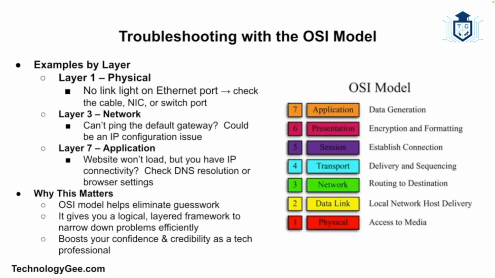All right, so let's quickly talk about troubleshooting with the OSI model. So let's say that your boss yells out that the internet is down. So exactly what are you going to do to fix this? Well, you're going to start from the bottom up, which is layer 1 through layer 7, or you can start from the top down depending upon the symptoms.